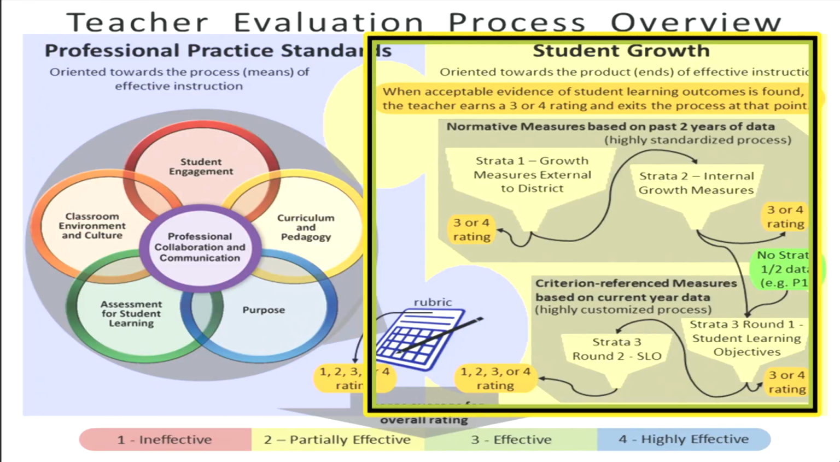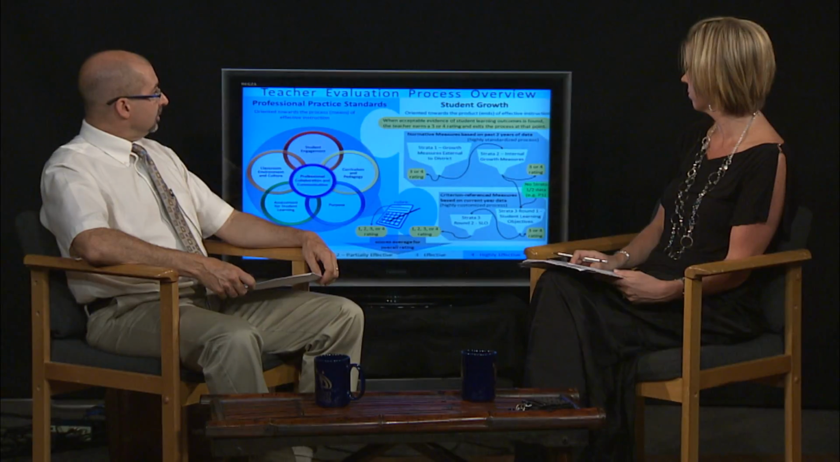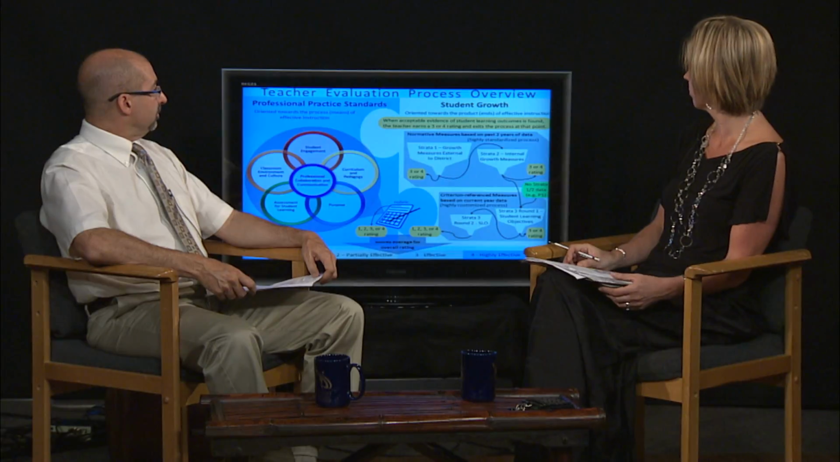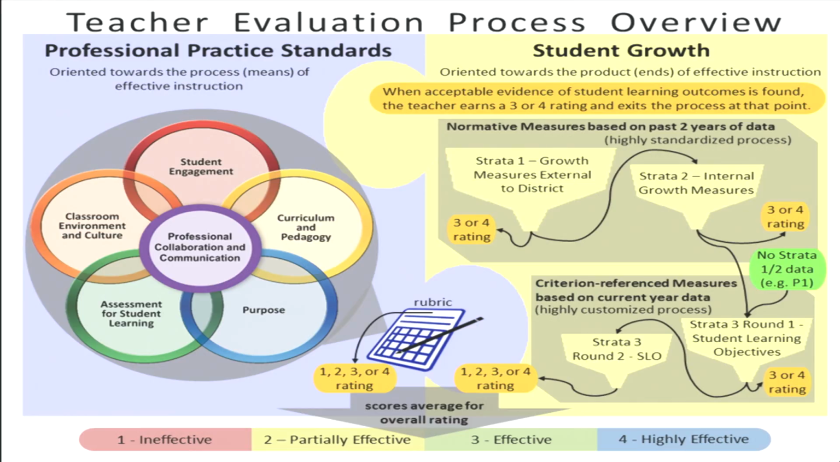By law, the student growth component has to be weighted at 50% of the overall evaluation. Our student growth component is separated into two major stages. The first stage we call Strata 1 and Strata 2, which are really like a statistical process that we run from the district based on common assessment data and state and local assessments that we all share in common. But where the SLO resides is in the second stage, which is called the third strata, and that's what we're going to be talking about today.